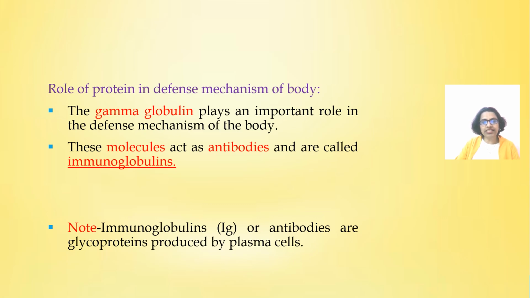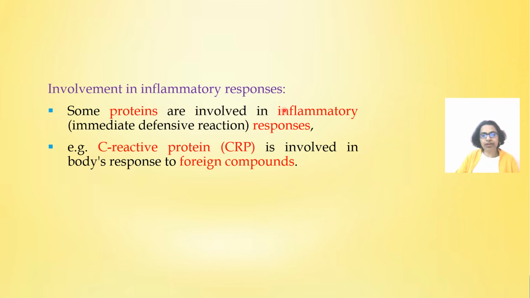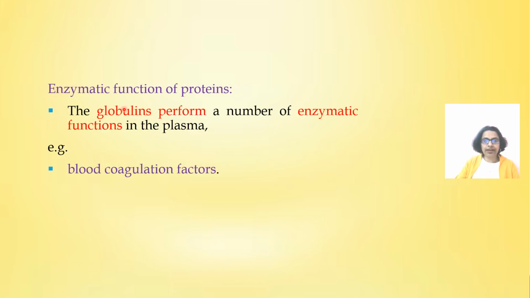Then another function is involvement in inflammatory responses. Some proteins are involved in the inflammatory responses. For example, CRP. CRP is known as C-reactive protein, which is involved in the body's response to foreign compounds. Then another one is the enzymatic function of protein. The globulins perform a number of enzymatic functions in the plasma, for example, blood coagulation factors.